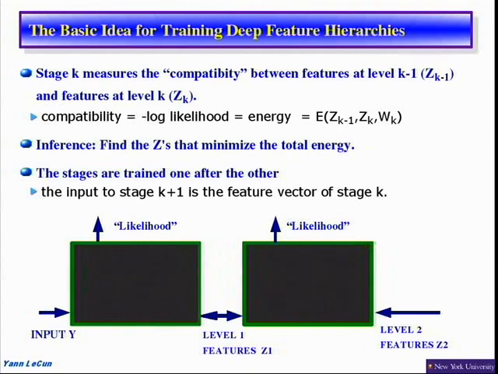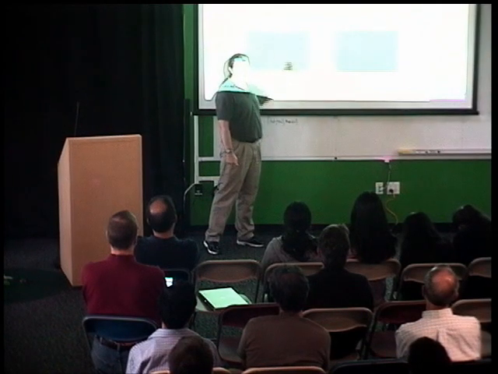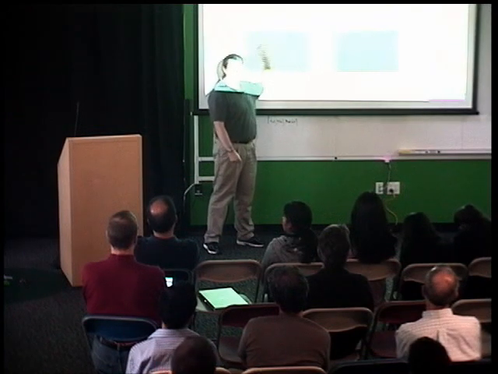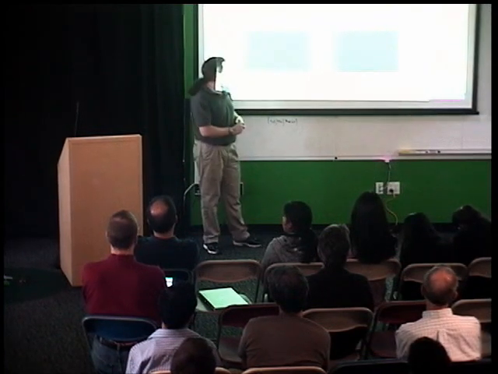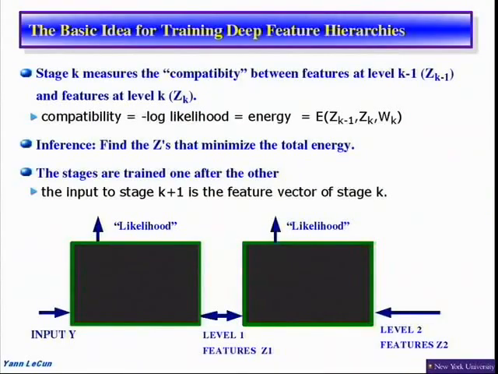The output is a single number, which you can interpret as a log likelihood or an energy, which measures how well those two things match. So if you put in the image of a truck and the feature vector for a truck, the module will tell you happy, and if those two things don't match, it'll tell you unhappy. We're going to stack multiple layers of those, and the input of one stage is going to be the output of the previous stage.